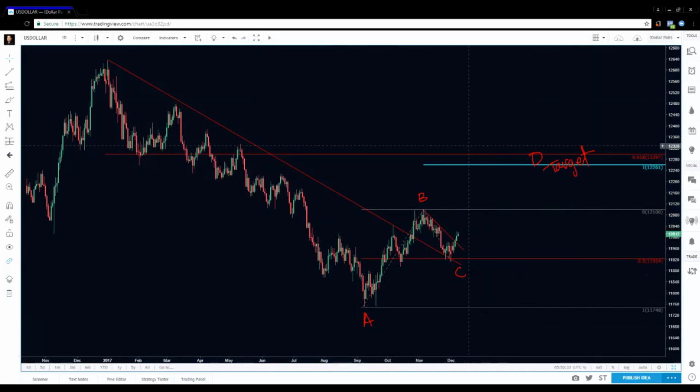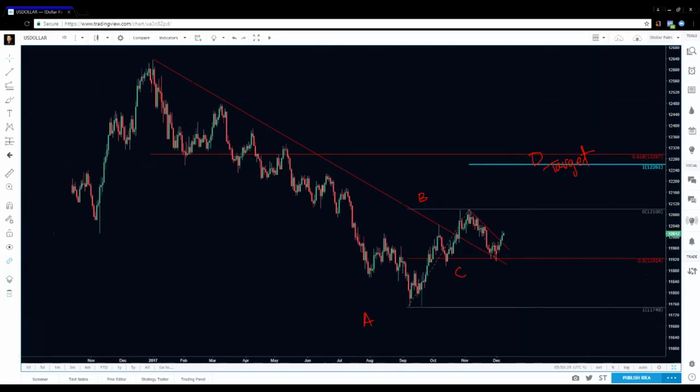Okay, so as we progress here to the end of the year and begin next year, 2018, this is going to be what I'm looking for in the dollar index futures.